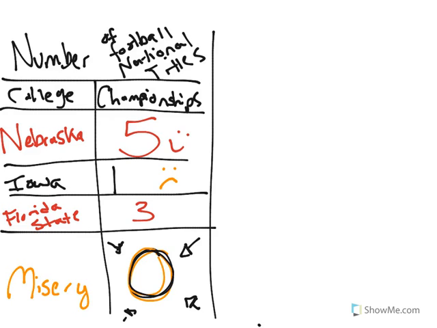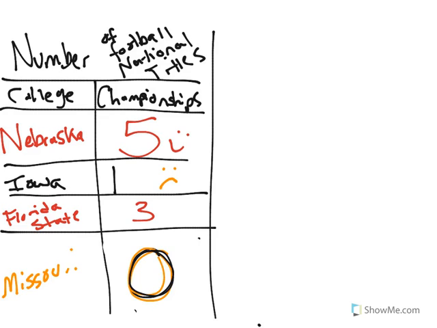So the first chart that I'm going to show you is a chart that represents the number of football national championships by school. If you look at the chart, Nebraska has 5 national championships, Iowa has 1, Florida State has 3, and Missouri has 0. Oops, I realize I spelled Missouri wrong. But notice that they have 0, and that's no mistake. So let's examine which kind of display I should use.